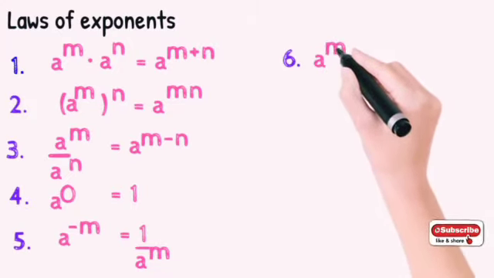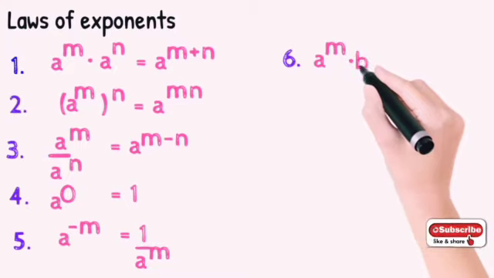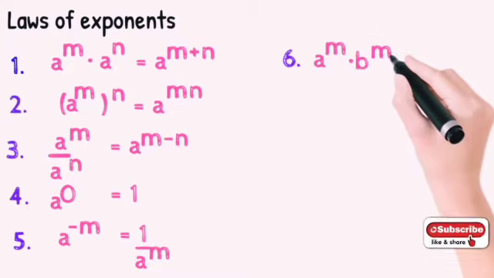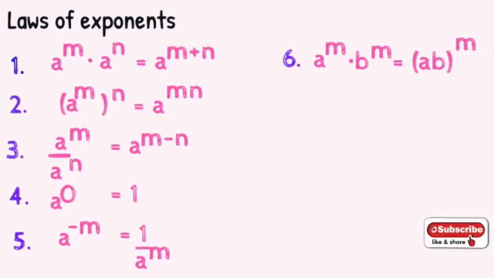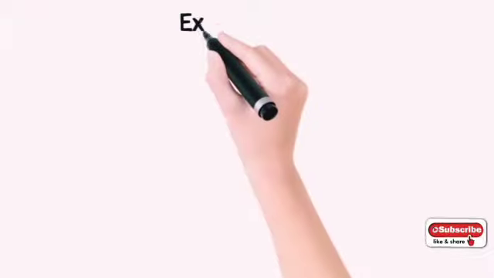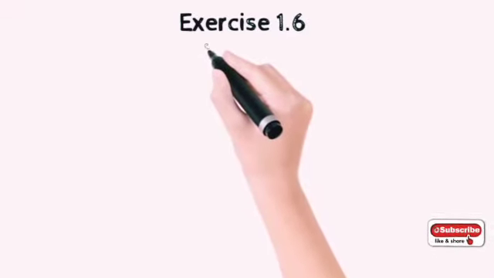The sixth one says a to the power m into b to the power m. Over here the situation has changed: the power is the same and the bases are different, and that means a into b to the power m. You can multiply the numbers and keep the same power m.